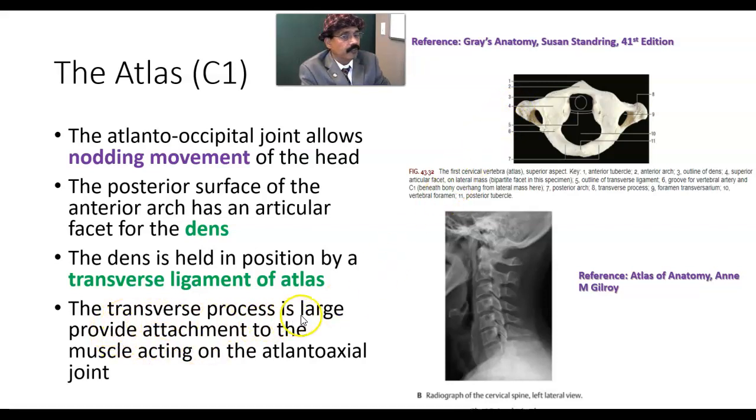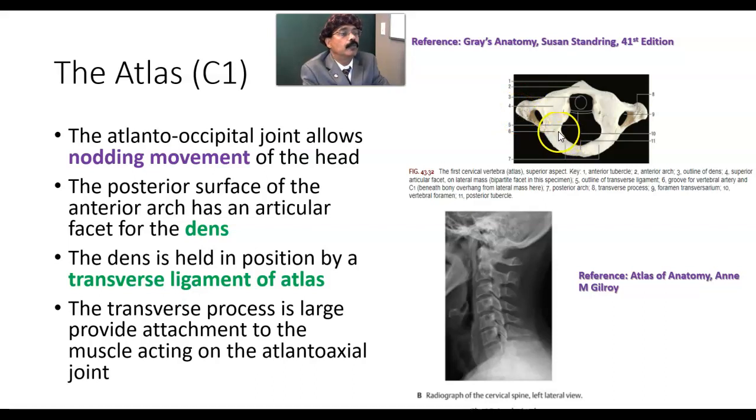The transverse process is large and provides attachment to the muscles acting on the atlantoaxial joint. Many muscles are attached there. We have the rectus capitis muscle here. Here we have the oblique muscle. Scalene muscles are attaching here. So, a lot of muscle.